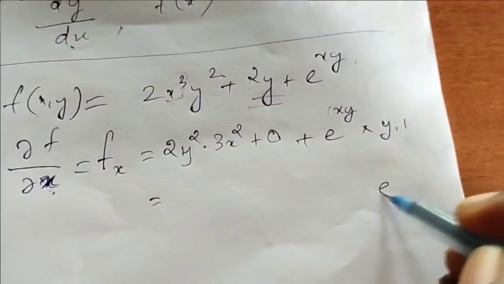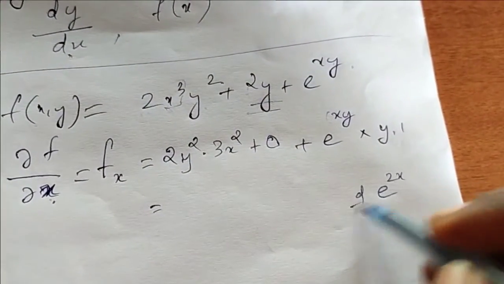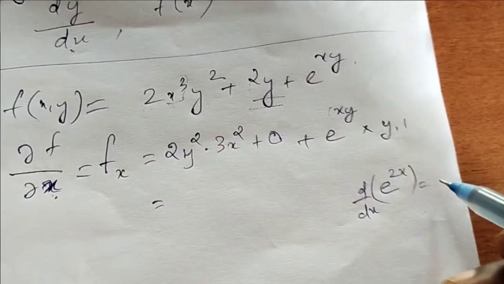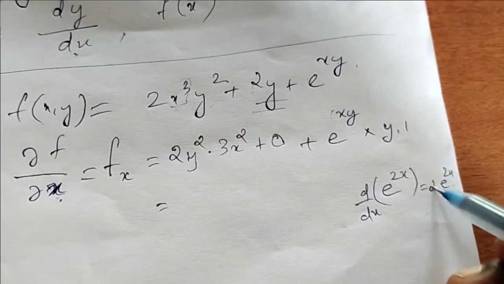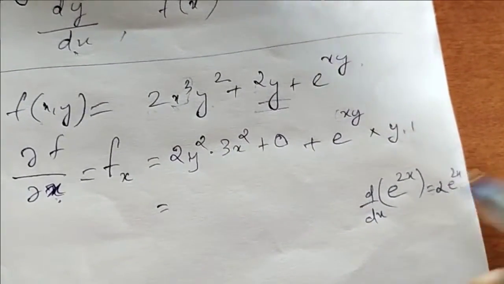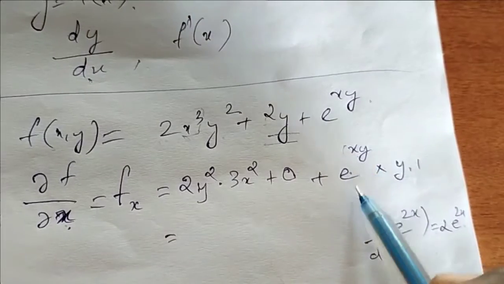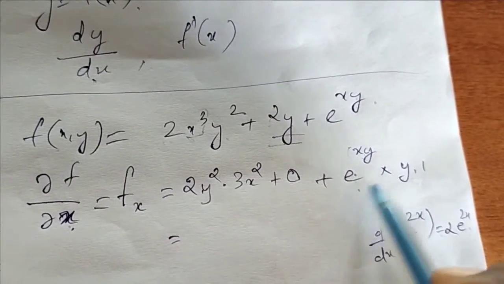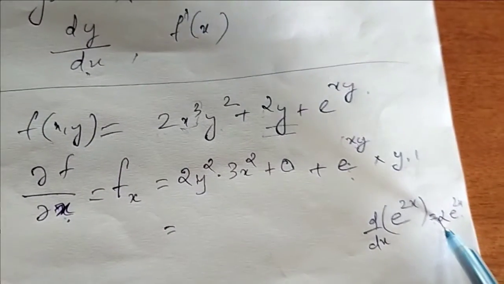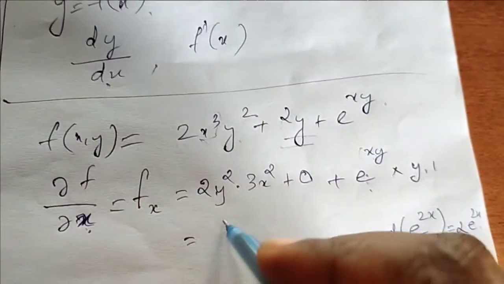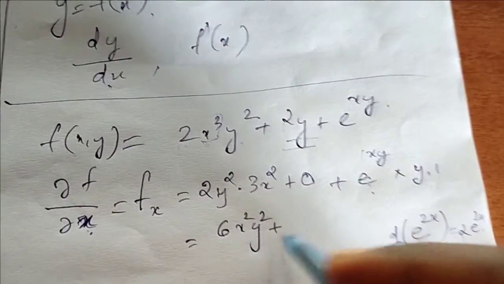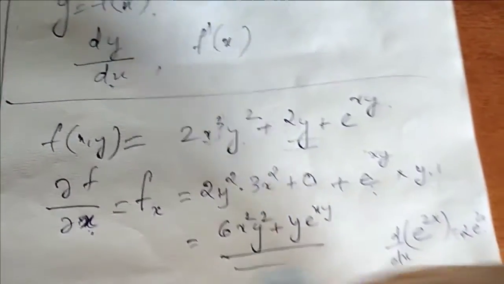It is like, what's the derivative of e raised to 2x? It is e raised to 2x into 2. 2 is the constant. Similarly, the derivative of e raised to xy is e raised to xy itself, that into y. It is like 2 here. So it is 6x square y square plus y e raised to xy.